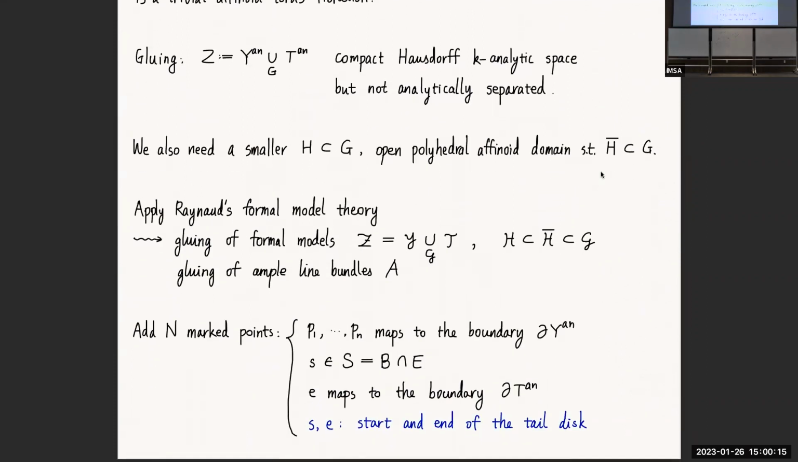So here, is K the same as before, or do you take any K with non-trivial valuation? Here it's any K with non-trivial valuation. Yes. Thank you for the question.